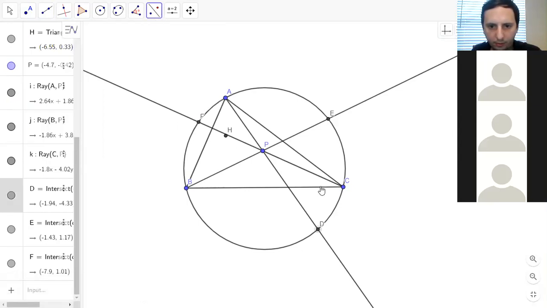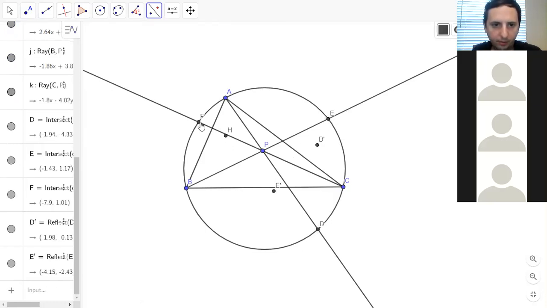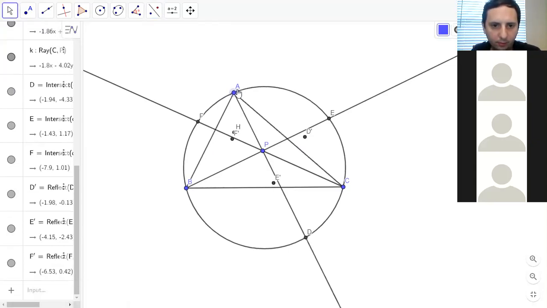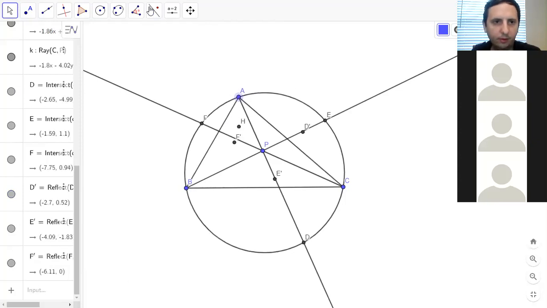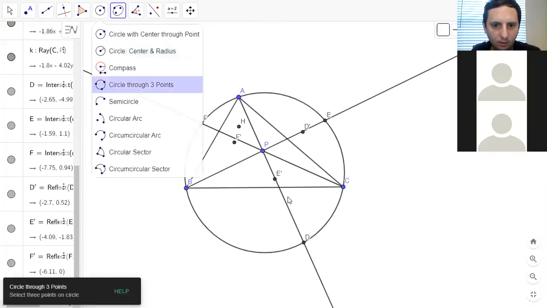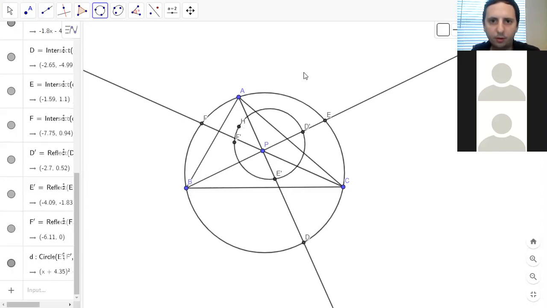So first of all, I think these three reflections are supposed to lie on a circle passing through H. Let me check that that's true. So yeah, the first part of it says that those three points lie on a circle passing through H. And then there's a second part.